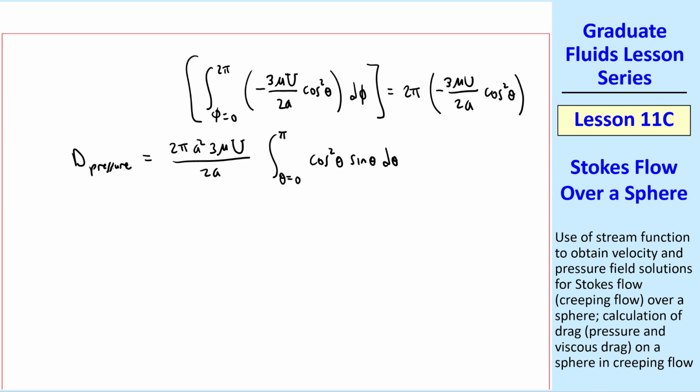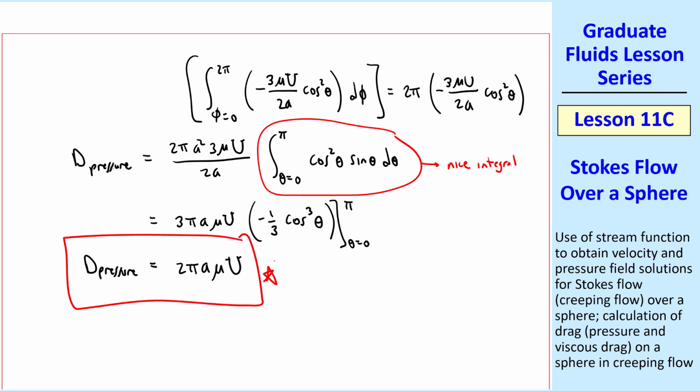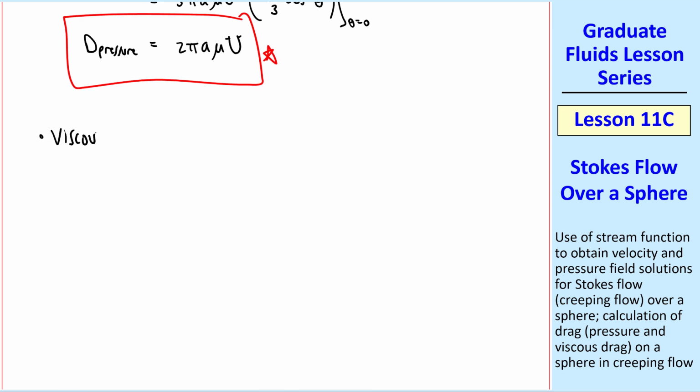All those constants can be reduced to 3 pi a mu u, and fortunately for us, this is a nice integral that can be solved easily since the derivative of the cosine is negative sine and it appears in the integrand. We get negative 1/3 cosine cubed theta evaluated from 0 to pi. Well, at theta equals 0, cosine theta is 1, and at theta equal pi, cosine theta is negative 1. The 3's cancel, and we finally get d pressure is 2 pi a mu u, which is a nice simple expression. Now let's look at the viscous drag.